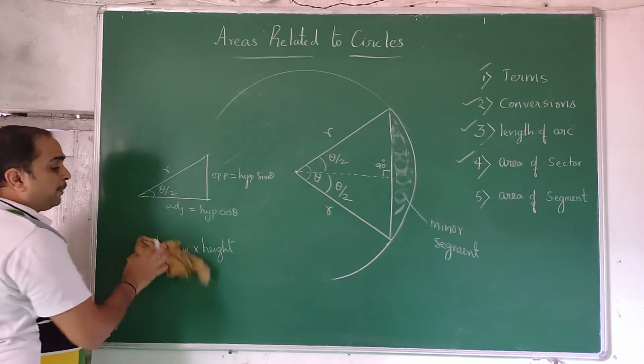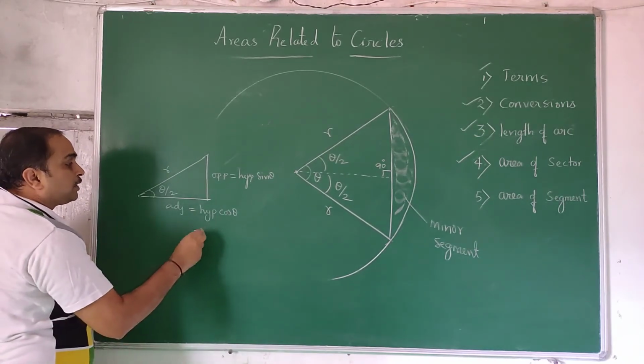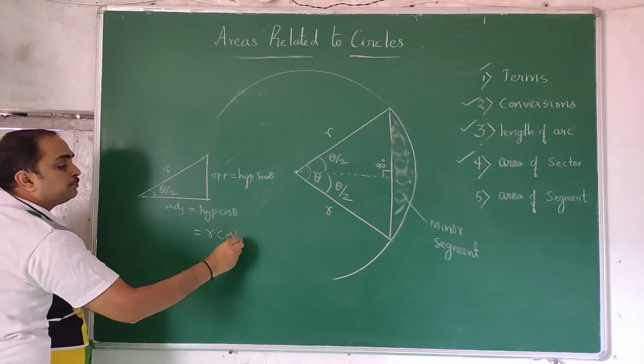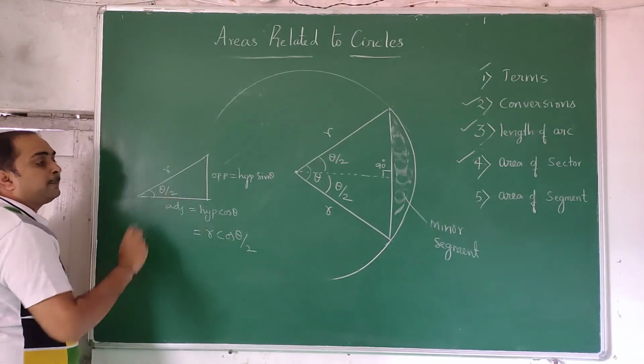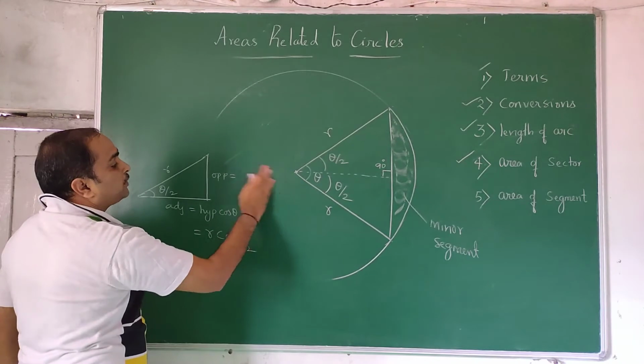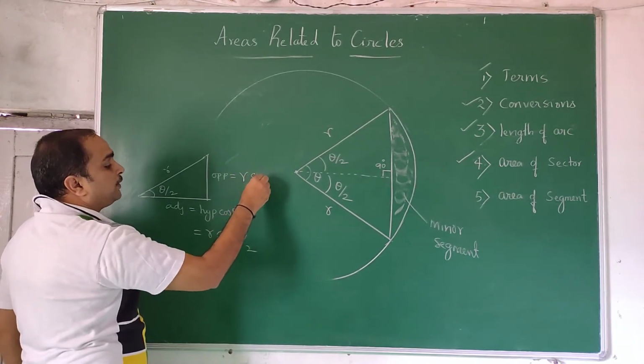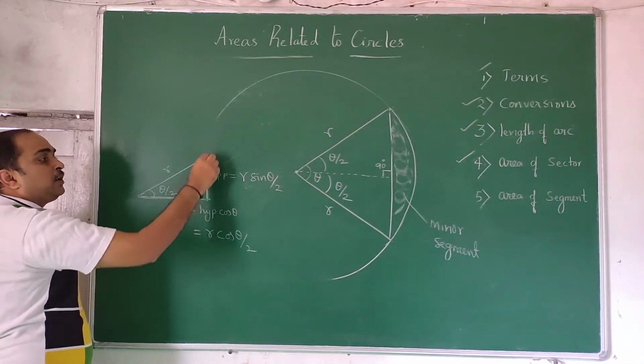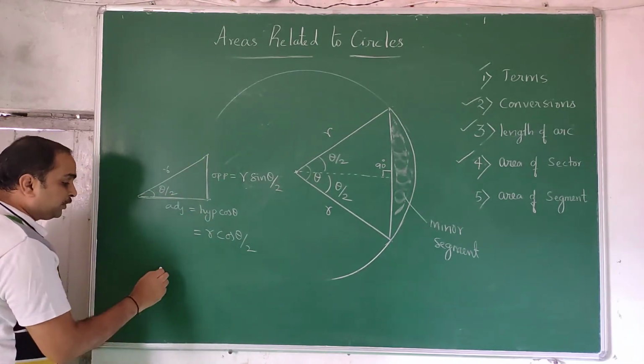So, you know the hypotenuse. What is the hypotenuse? r. What is cos theta? Here it is only theta by 2. I got the adjacent. Similarly, the hypotenuse is r, so opposite is r sine theta by 2. So I know the base of the triangle and the height of the triangle. I can use half into base into height.